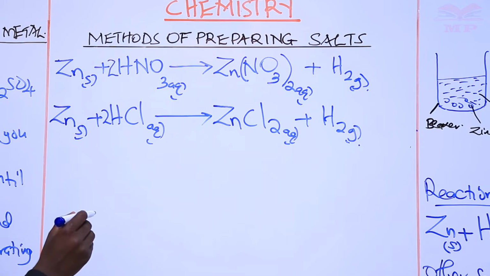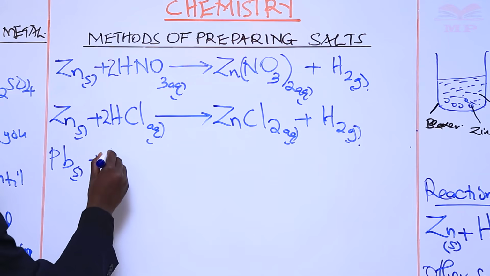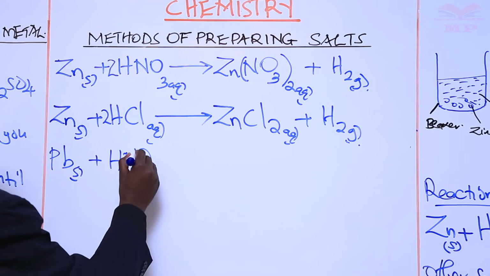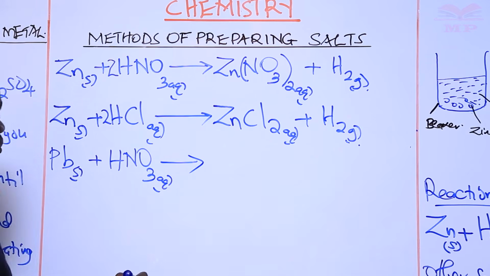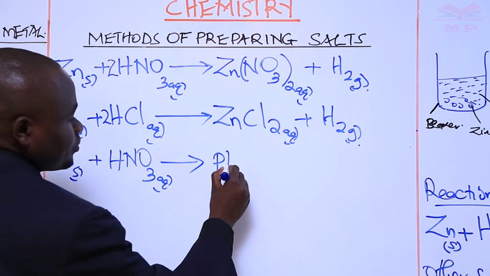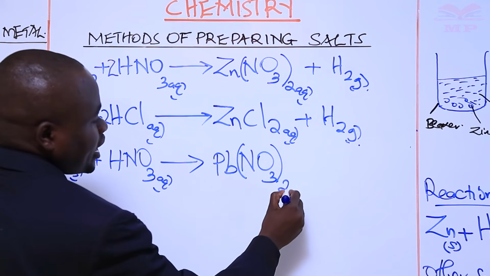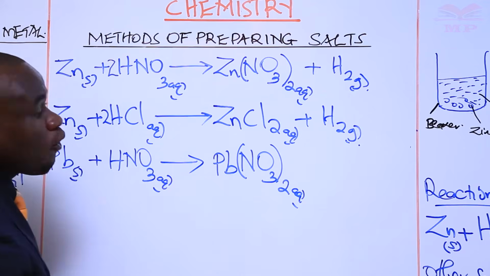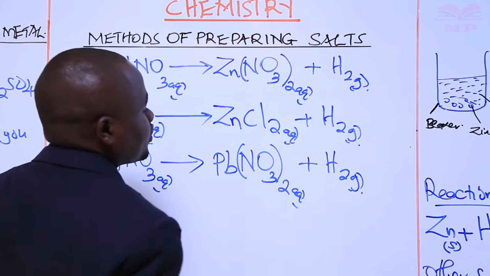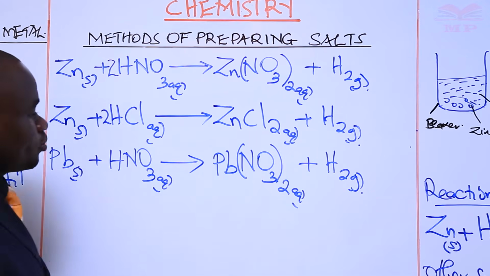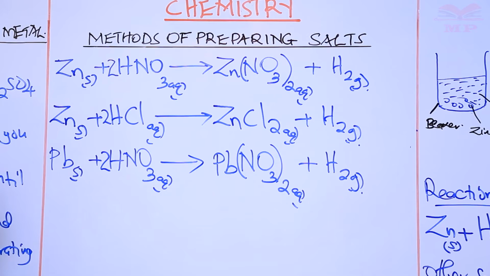Lead nitrate, we prepare it by reaction between lead metal and nitric acid. Lead metal reacting with nitric acid, we shall get lead nitrate, aqueous, it will be in solution form, plus hydrogen gas. So these will be our 2 products. Don't forget to balance. So we balance by putting here 2.